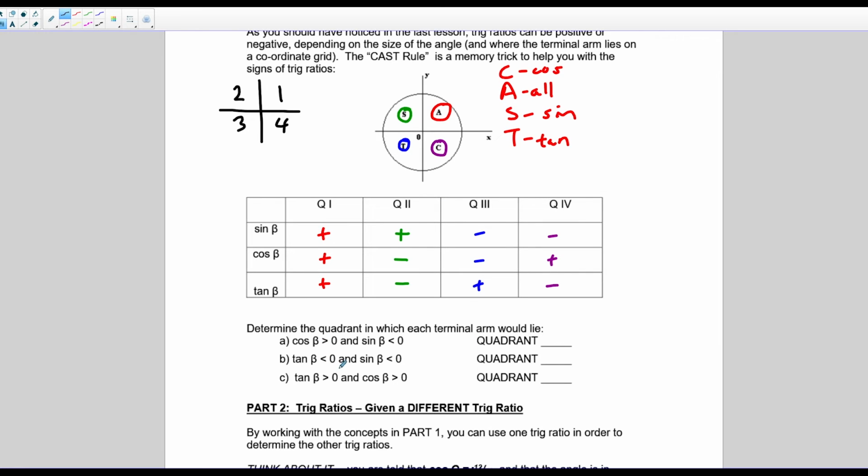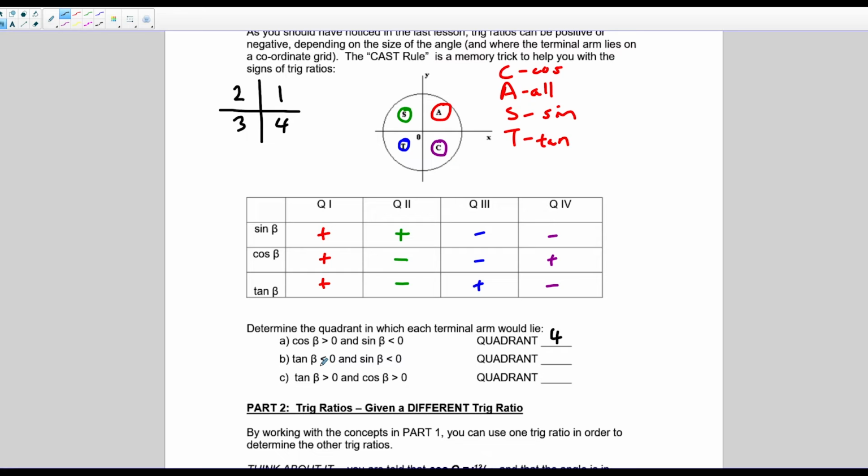Here in our example, we're trying to figure out which quadrant each terminal arm is going to lie in. If cosine is positive and sine is negative, a positive cosine means we're looking in either quadrant 1 or quadrant 4. And because sine is negative, it's going to be in quadrant number 4.